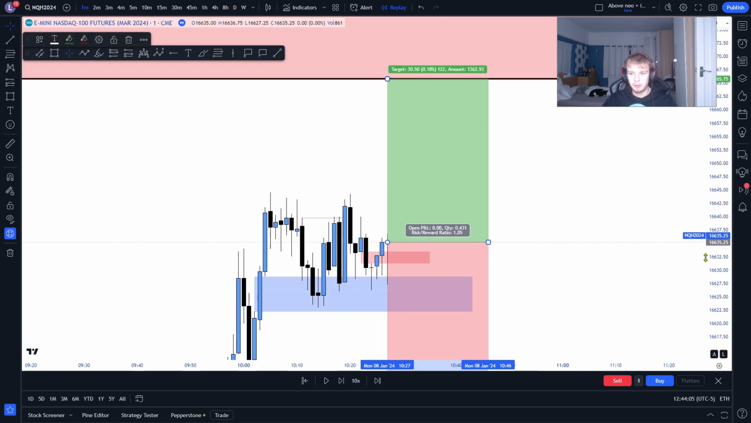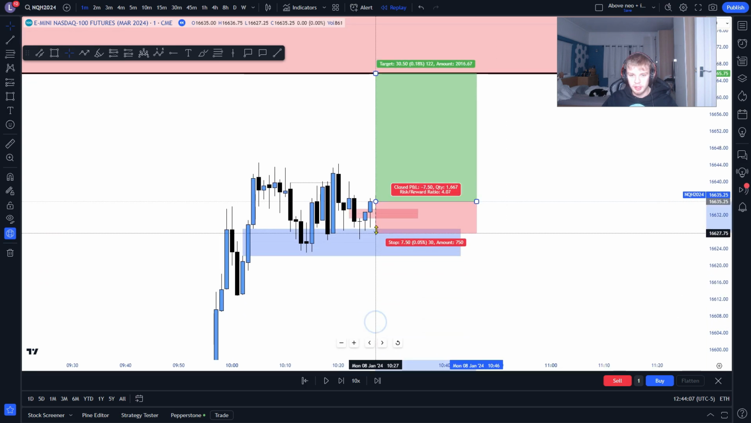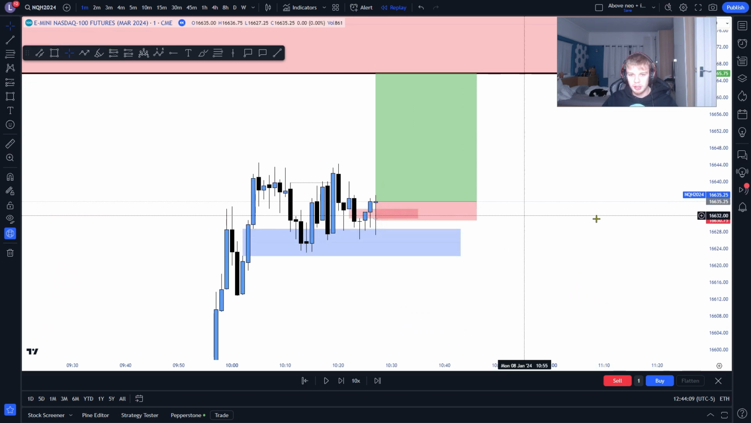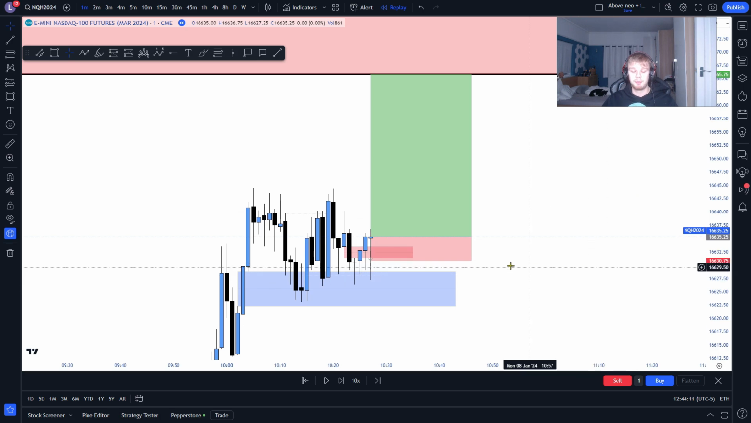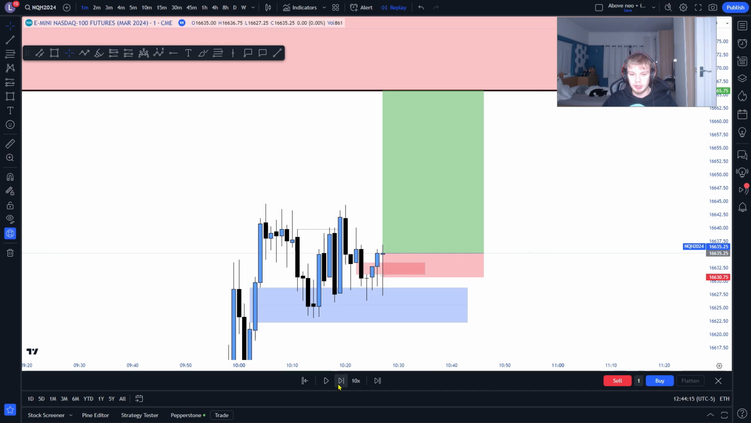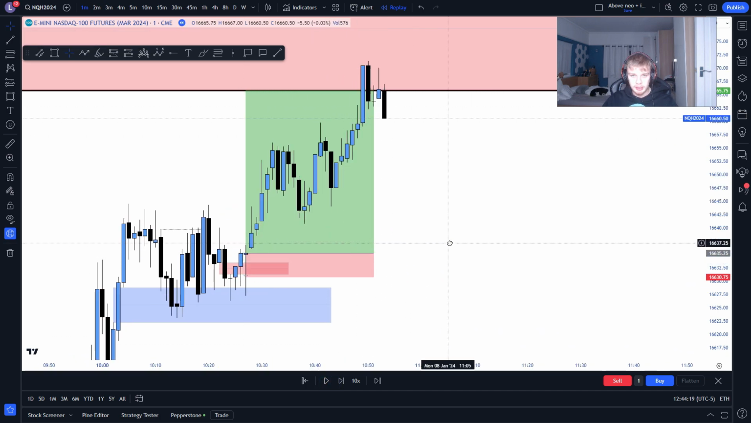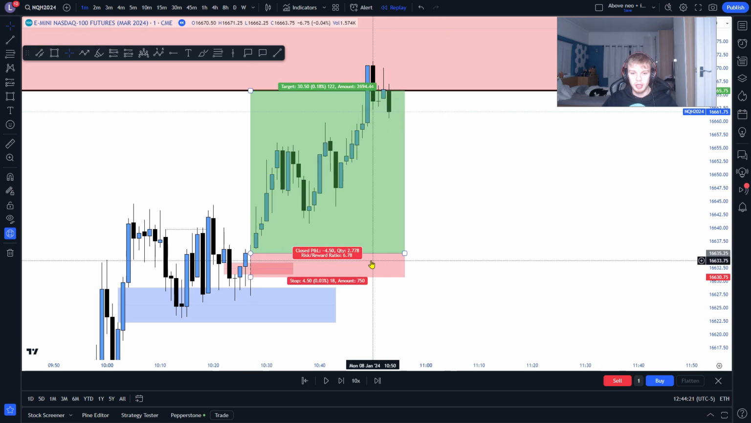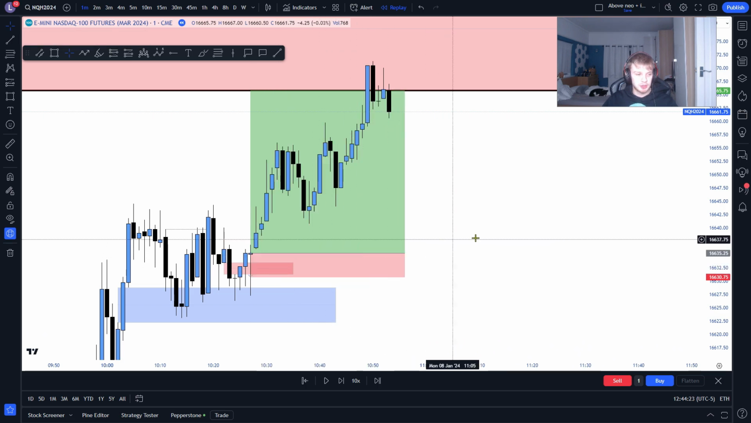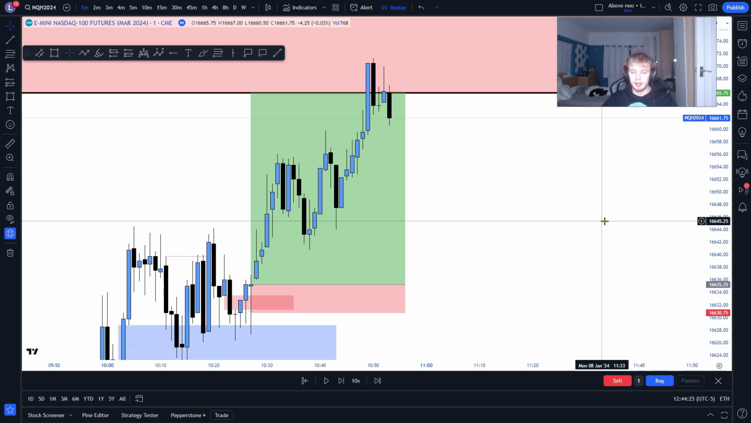My take profit was all the way up there, 30-point take profit, and then my stop loss was a candle close back below this inversion model. So as you can see, we play out the price action, and that trade smashed my take profit for a lovely 126.7 risk to reward. And yeah, that is the trade that I took today.